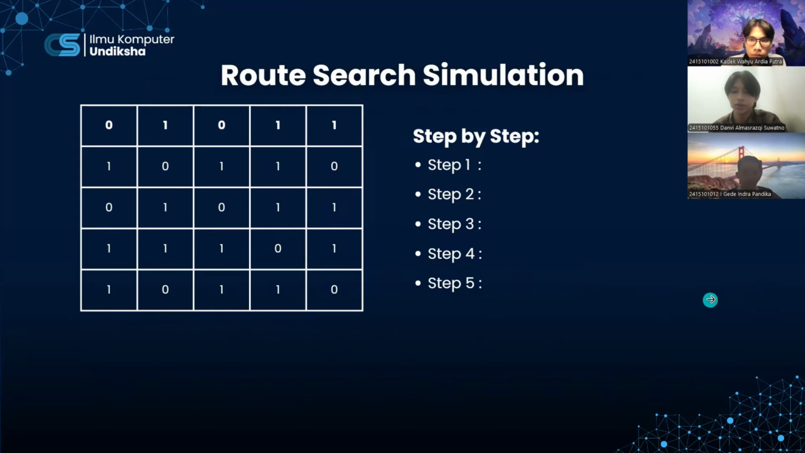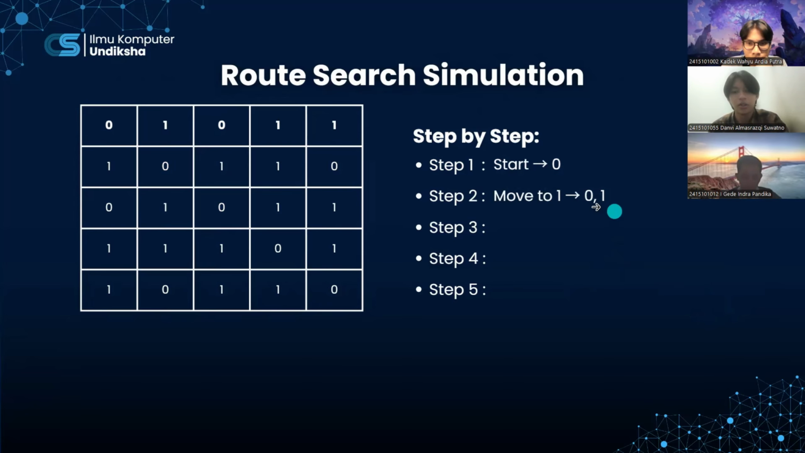Next, this is the root search simulation. First, from node 0, the program sees available paths to nodes 1, 3, and 4. The program will always try the smallest number first, so the path becomes 0 to 1. Like that. And from node 1, the available paths are to 0, 2, and 3. Since 0 has already been visited, the program chooses 2, and the path becomes 0, 1, 2.